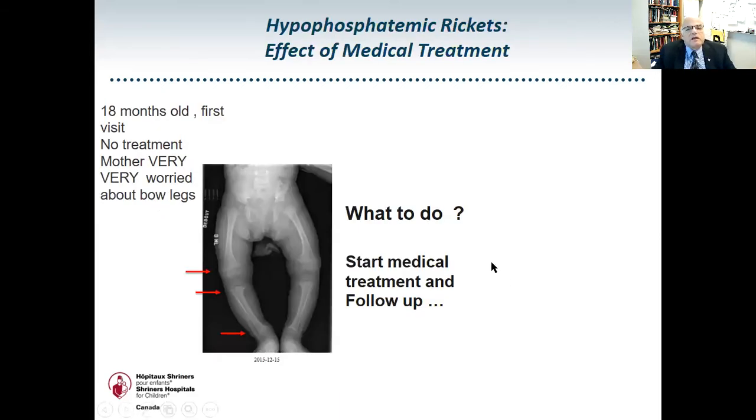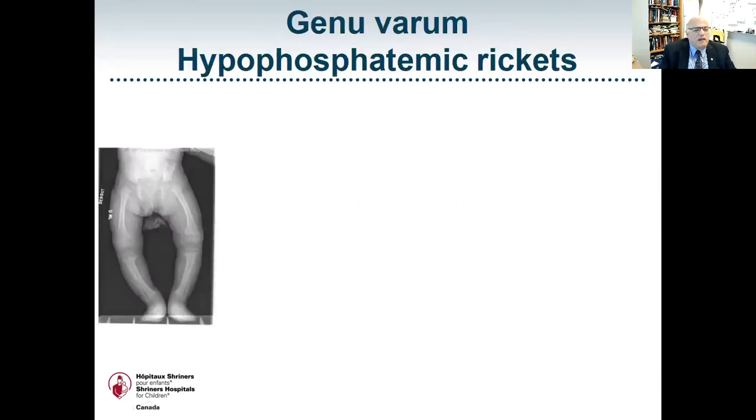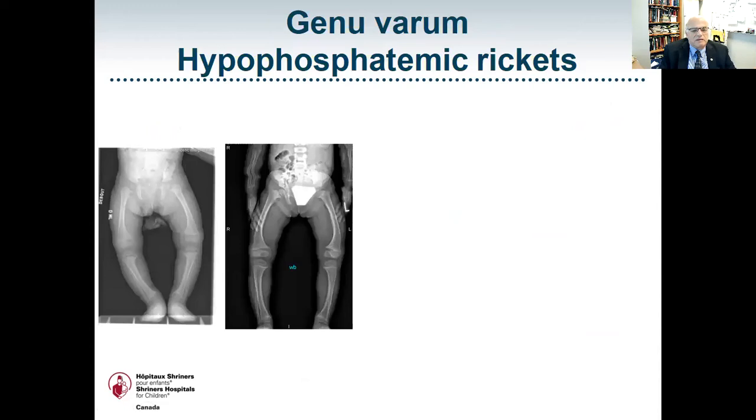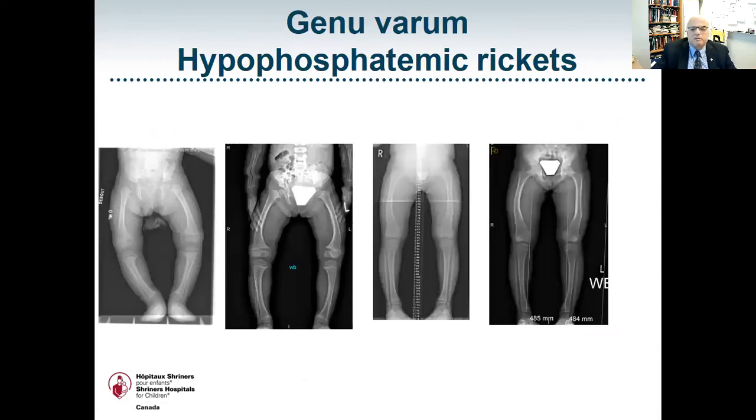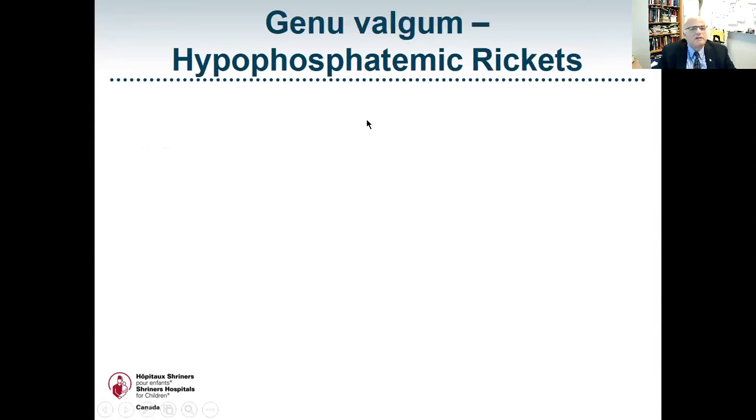I have examples now. This is a patient, 18 months old, first visit. He has hypophosphatemic rickets, no treatment, and the mother is very worried about his legs. Here you can see the typical radiological changes of hypophosphatemic rickets. So what to do? Well, start with the medical treatment. That we started here, the medical treatment, some improvement, more improvement, more and more improvement. Therefore, again, medical treatment first and then surgical treatment.